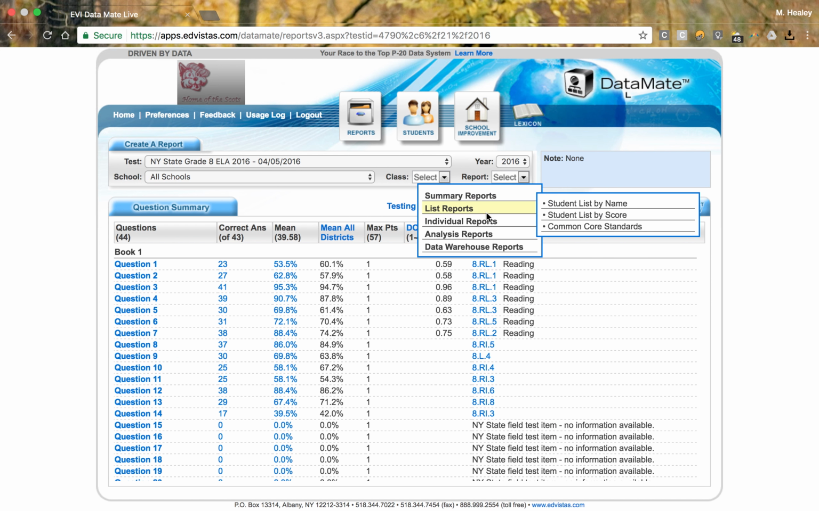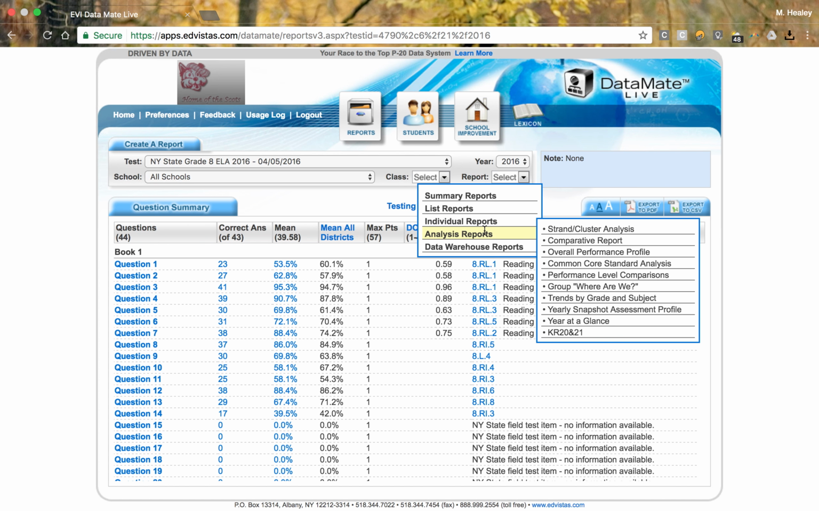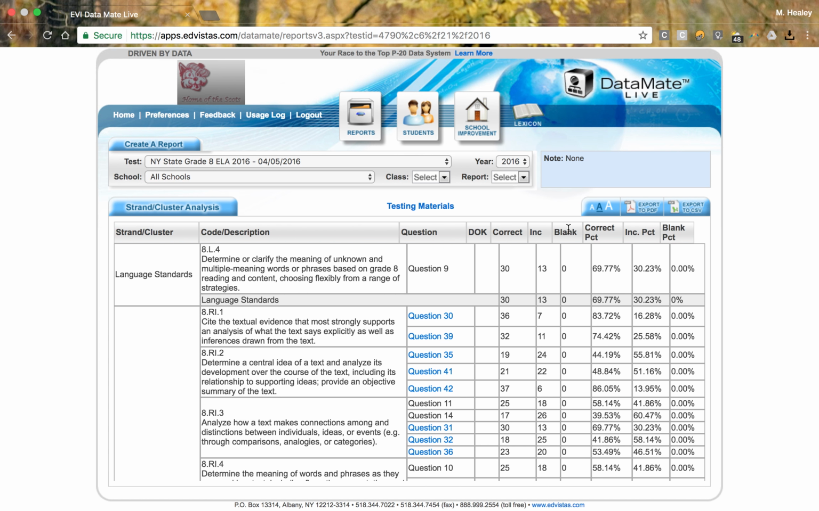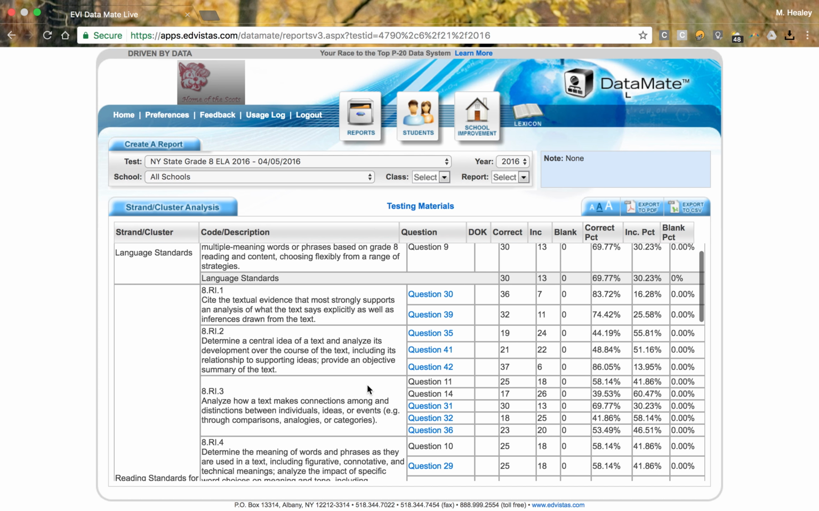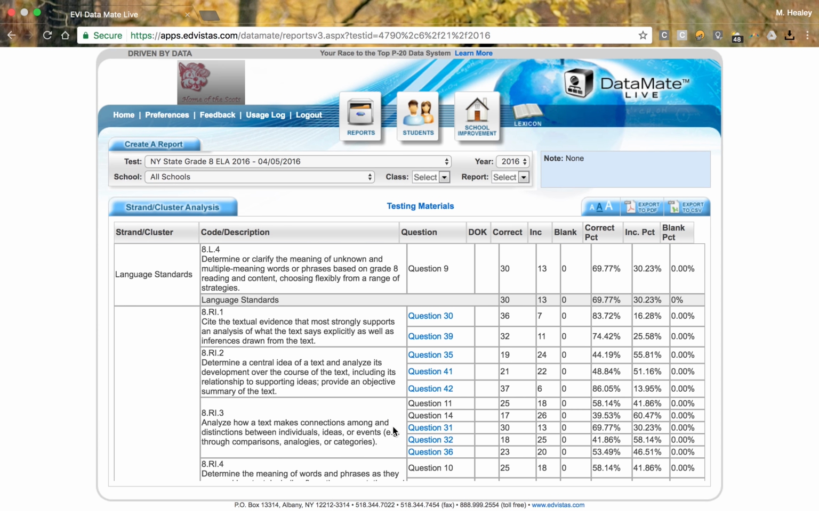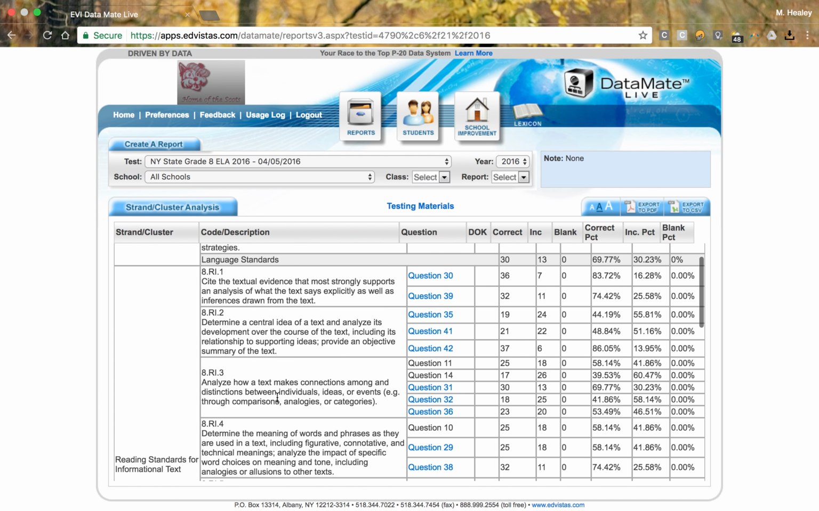But I'm going to jump over to a report that's titled Strand Cluster Analysis, and that's under your report tab, under Analysis Reports. And if you click on this, I found this to be a pretty helpful report. You can really take a look at each question on the exam. If it's not a release question by the state for 3 through 8, you won't be able to see it, but you get an idea of how students are performing in relation to the Common Core standards. And specifically, you can look at it for the 2016 exam.